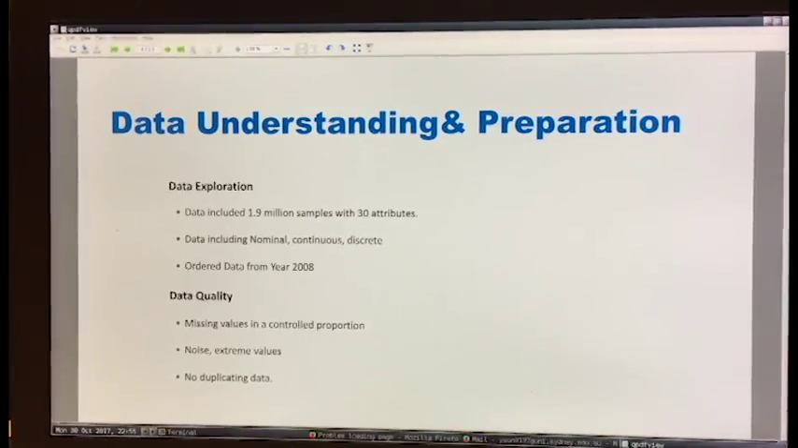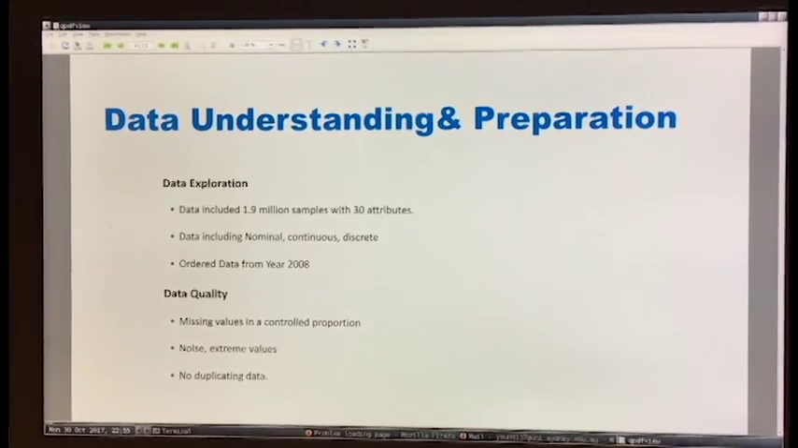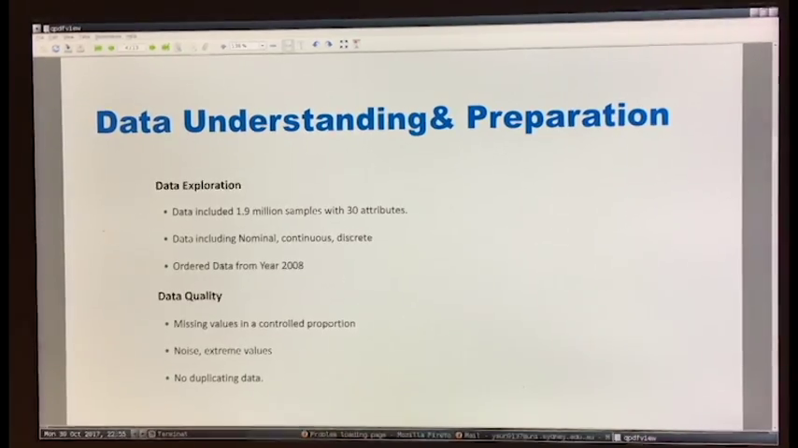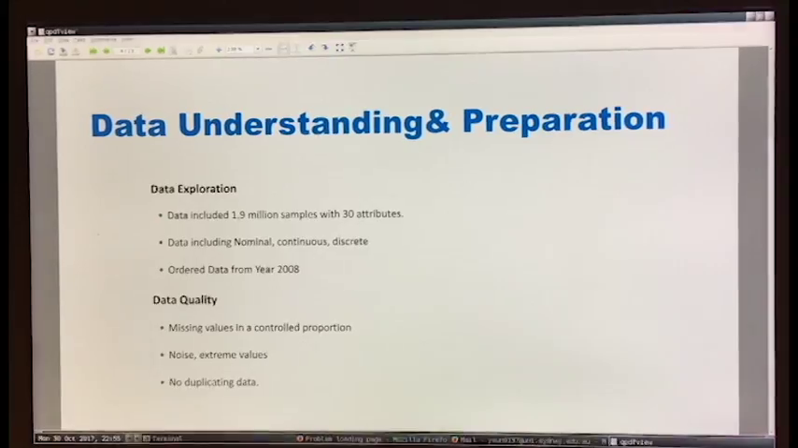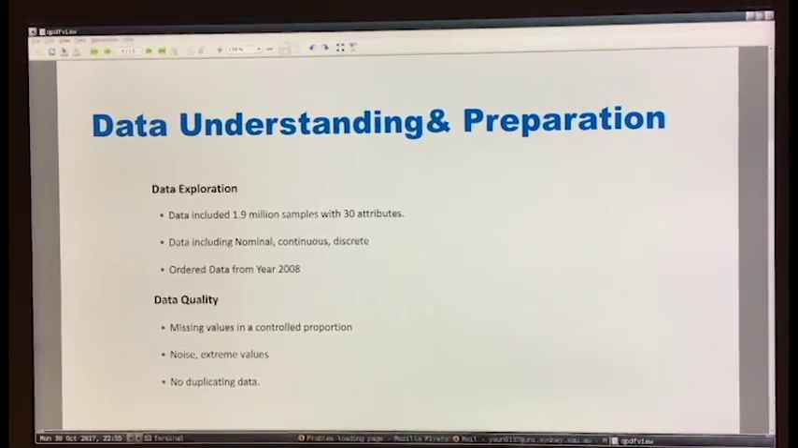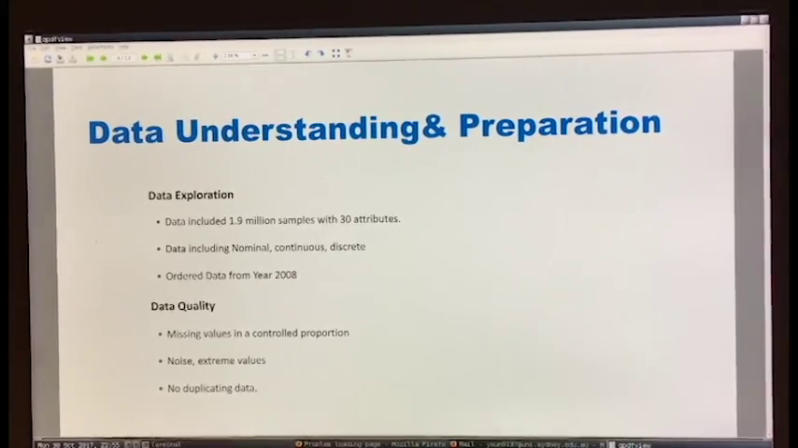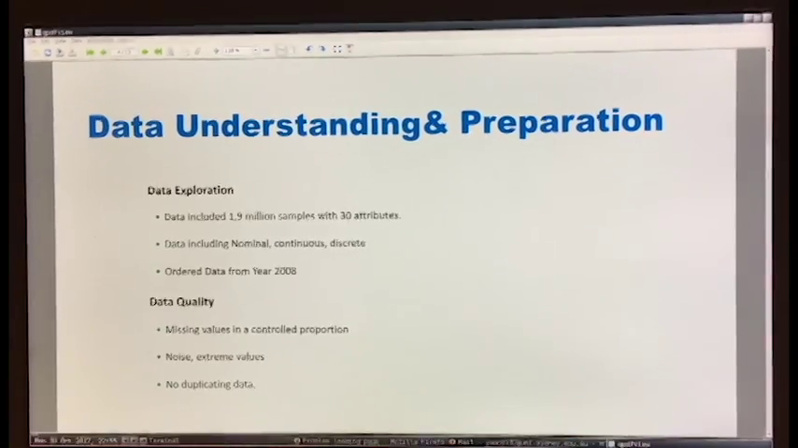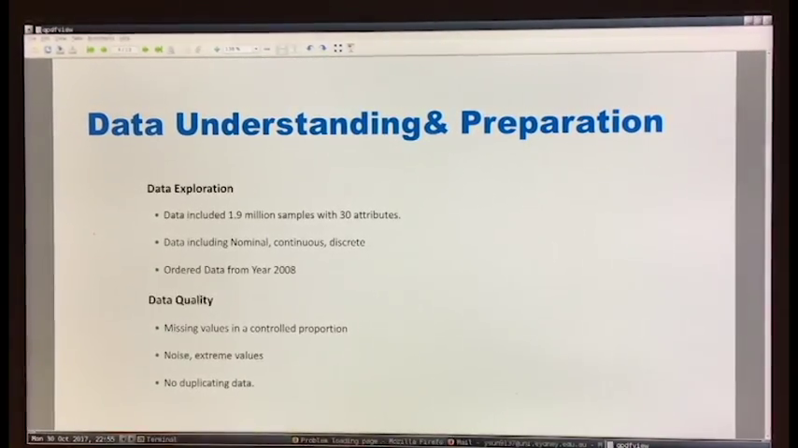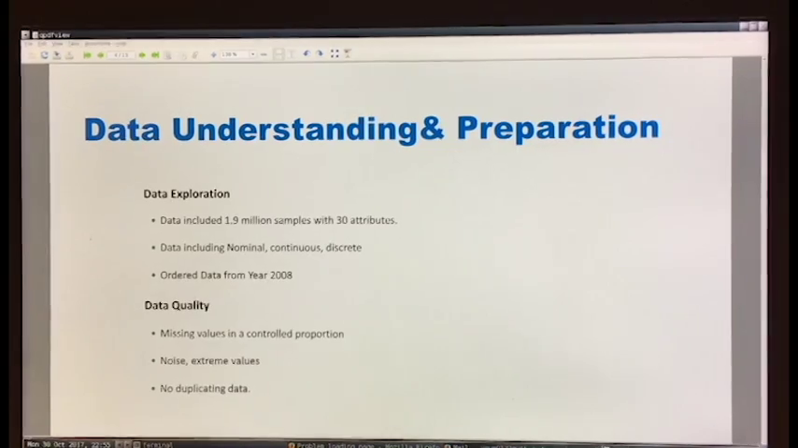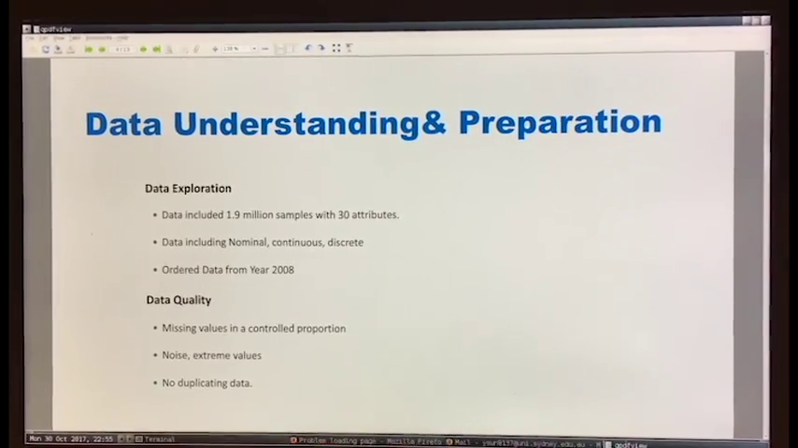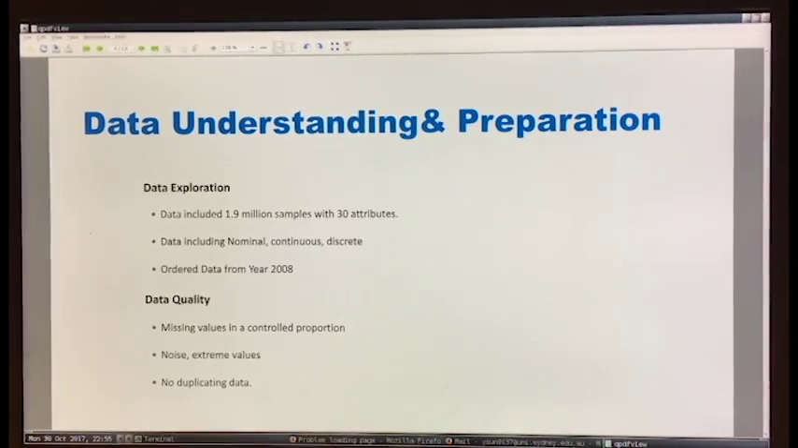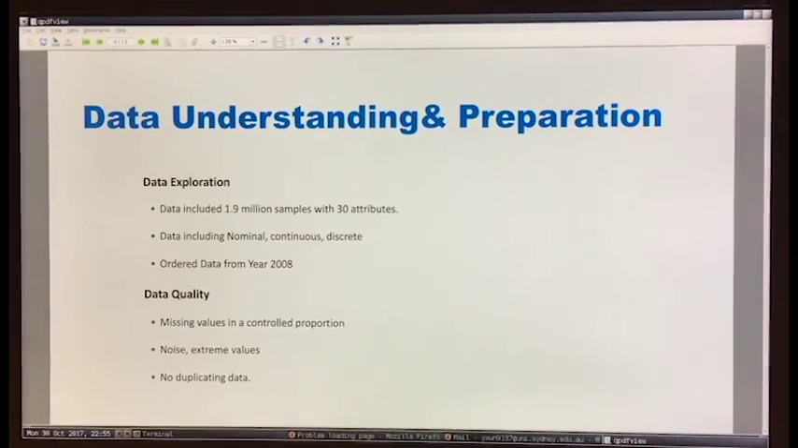And the data quality is relatively good. Missing values are in a controllable proportion. There are some noises and extreme values, but during the inspection and cleaning of the data, we have deleted most of them, and no duplicated values were found.